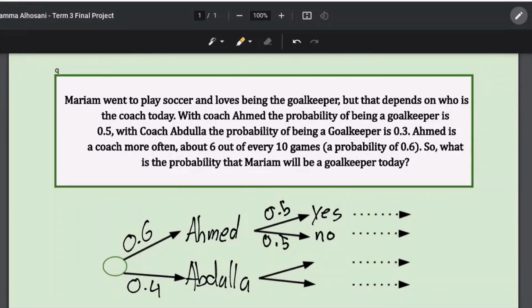Now let's calculate the overall probabilities. This is done by multiplying each probability along the branches of the tree. Here's how to do it for the Ahmed Yes branch. When we take the 0.6 chance of Ahmed being the coach and include the 0.5 chance that Ahmed will let Mariam be a goalkeeper, we will end up with a 0.3 chance. But we are not done yet. We haven't included Abdullah as a coach. If she got Abdullah, there is 0.3 probability of being a goalie and 0.7 not.